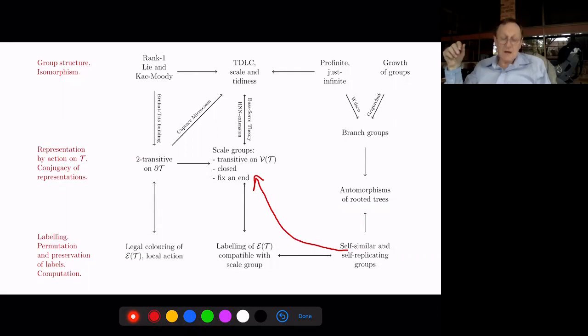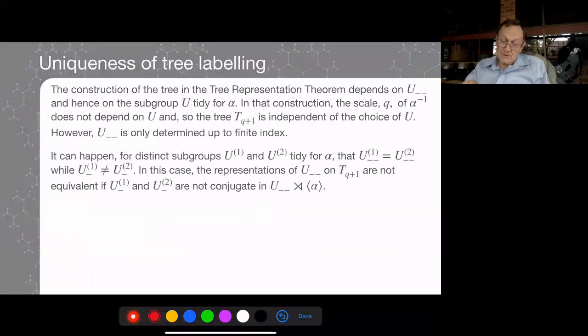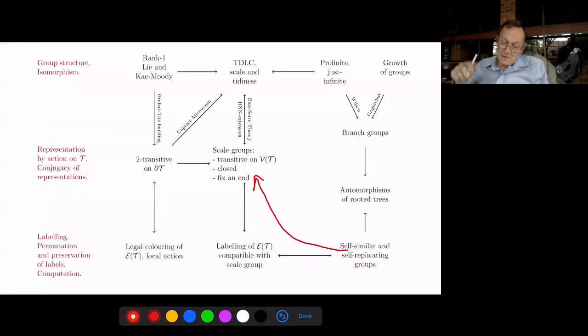Okay, well, I think I've actually gone a little bit faster than I expected. So let me just go back to this table now. I now want to say more about this lower section of the table and the uniqueness of these labellings.